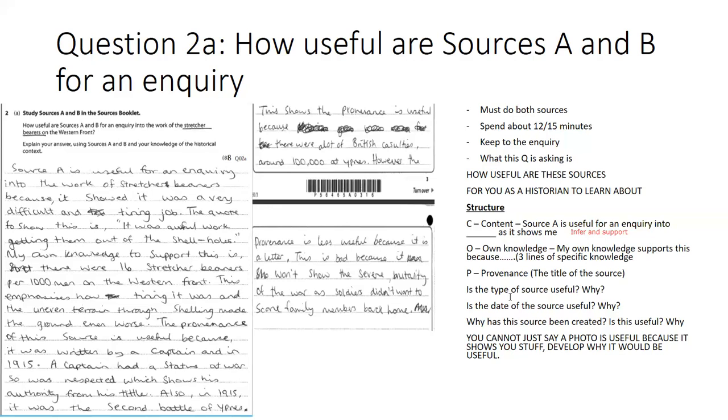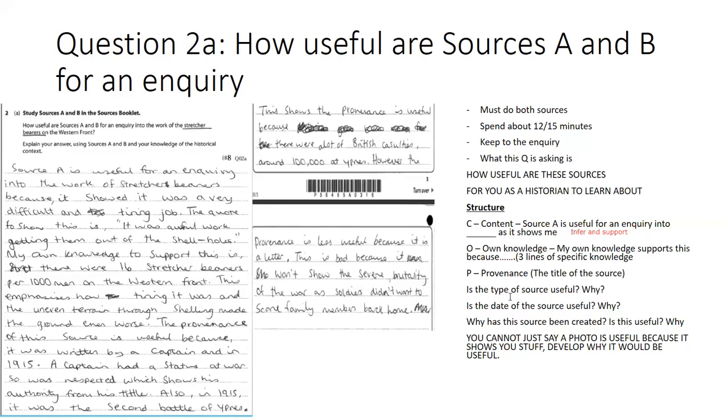Third, what the examiners really like to see is, why has the source been created? Is that useful? Has the source been created to make people feel reassured? Has it been made to create a sense of calm? Has it been created to make the government look better? Just really focus on that, okay? Now be careful with the provenance. You cannot just say a generic statement like, the provenance of source A is useful because it's a photo. You can't say that. You've got to explain it.